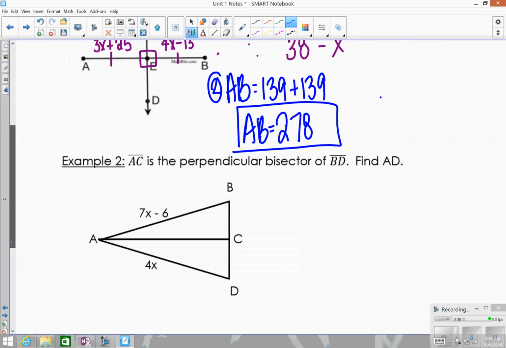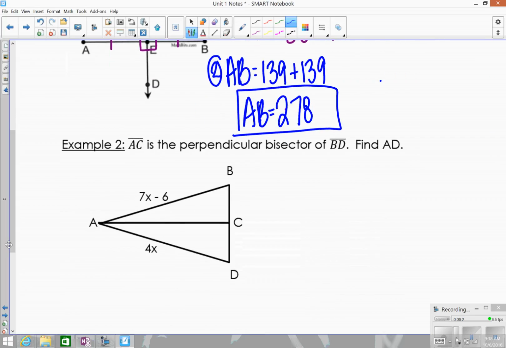The second example is saying that AC is the perpendicular bisector of BD. So AC is the perpendicular bisector of this segment here, which means these two parts would have to be congruent because BD is the thing that's getting bisected. So see how it says bisector of BD? That means BD is the one being bisected. And then it means that you have right angles here. But it wants us to find AD. So if you look, you're trying to find this distance right here.